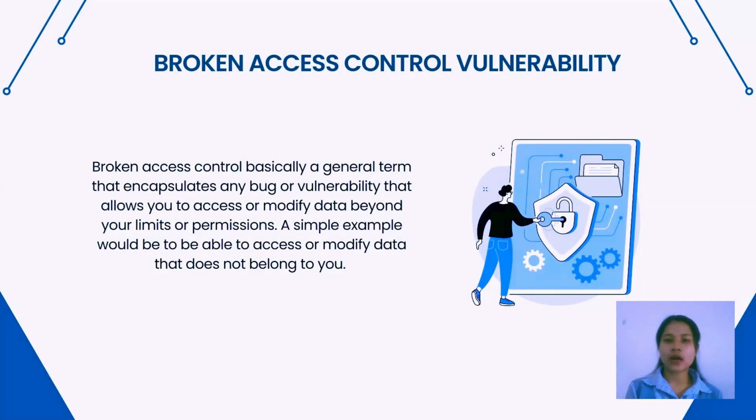Yes, the next bug or vulnerability that we are going to cover is broken access control. Broken access control is basically a general term that encapsulates any bug or vulnerability that allows you to access or modify data beyond your limits or permission. A simple example would be being able to access or modify data that does not belong to you. So we are going to go to the lab to see how broken access control works.